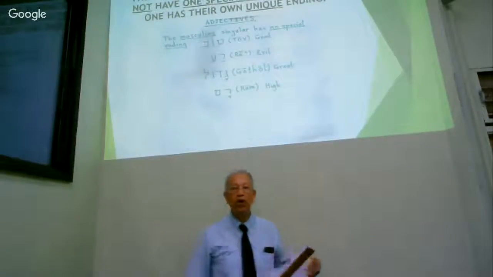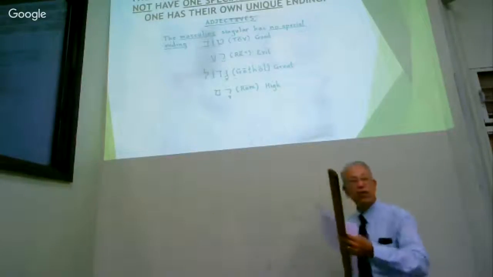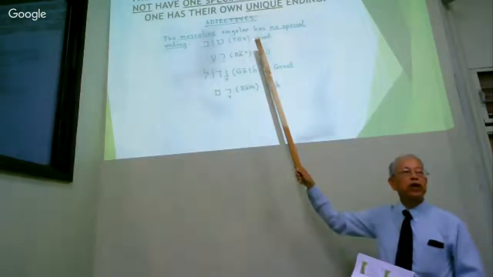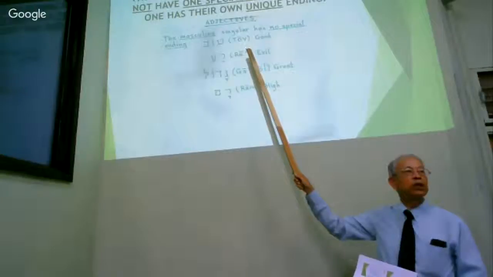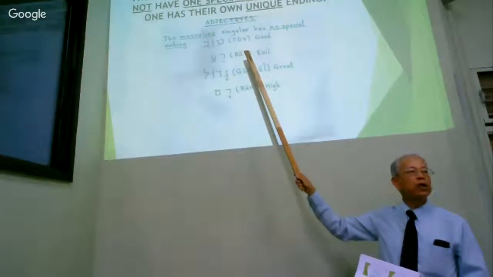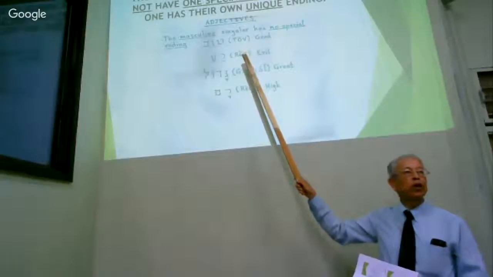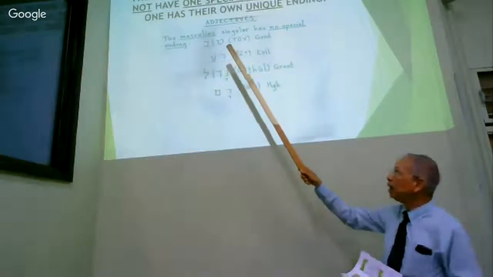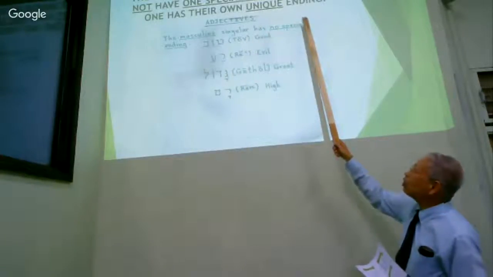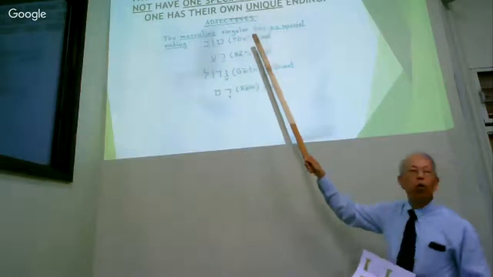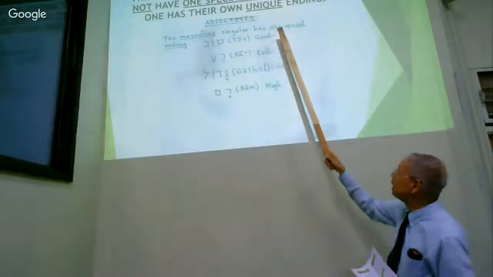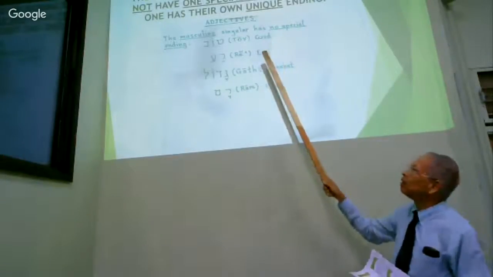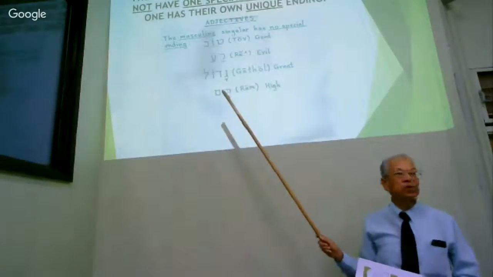Okay, now we move on to the adjective. The masculine singular adjective does not have one special ending. Now that sounds familiar, as if I heard it just a few minutes ago when I was looking at the masculine singular nouns. Just a repetition. The masculine singular adjective does not have one special ending, but each one has their own unique ending. Make sure you're able to give examples of this.